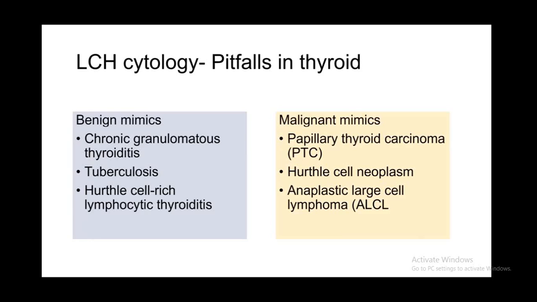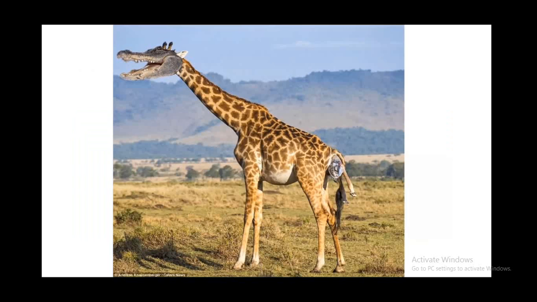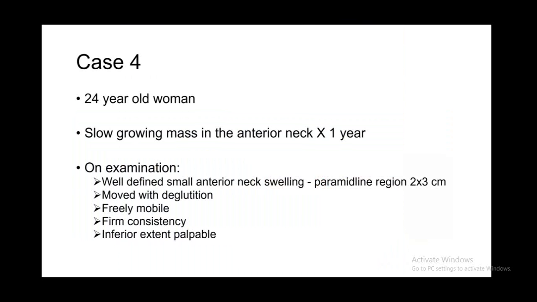The pitfalls, because of the site, are that it can mimic chronic granulomatous thyroiditis, tuberculosis, and Hürthle cell-rich lymphocytic thyroiditis. On the other hand, because of the nuclear grooves and the oncocytic appearance, it can mimic papillary thyroid carcinoma, Hürthle cell neoplasm, and also because of the nuclear atypia and the nuclear convolutions, it can rarely be mistaken for an anaplastic large cell lymphoma. So unusual tumors can involve thyroid, and the cytological features can overlap with primary neoplasms.